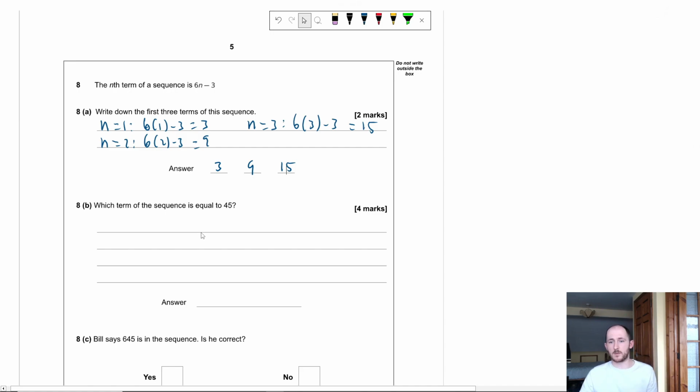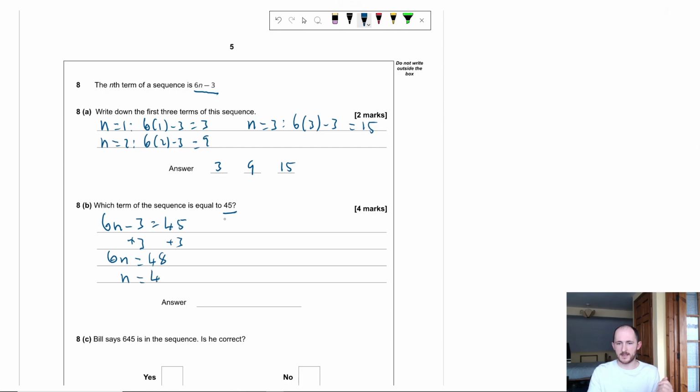So the way I do this question is a bit different to what some people do. The way I do it, and this is kind of the A-level way to do it as well, if you're interested, is I make this equation equal to 45. And then I'm solving for n. Add 3 to both sides. We get 6n is equal to 48. So that means n is equal to 48 divided by 6, which equals 8. So it's the 8th term.